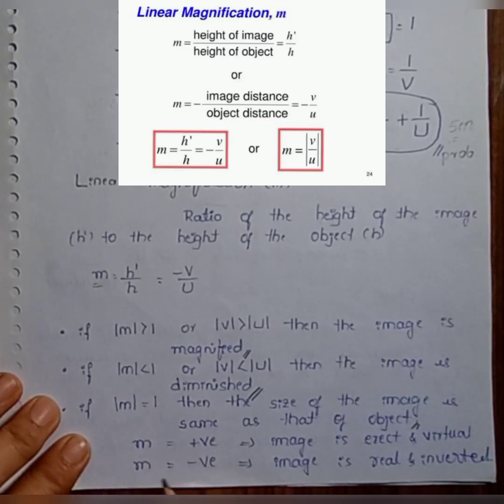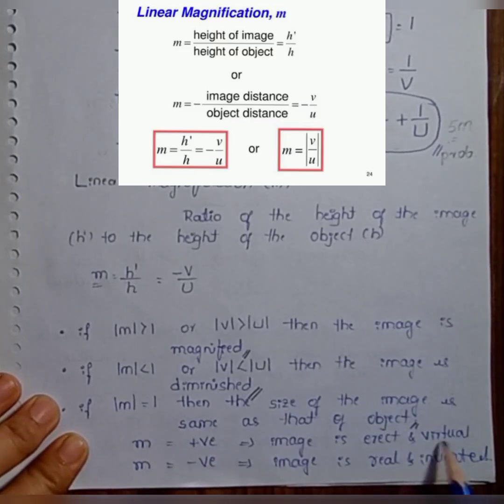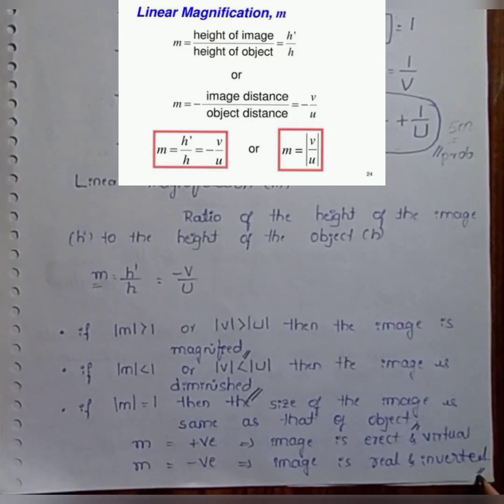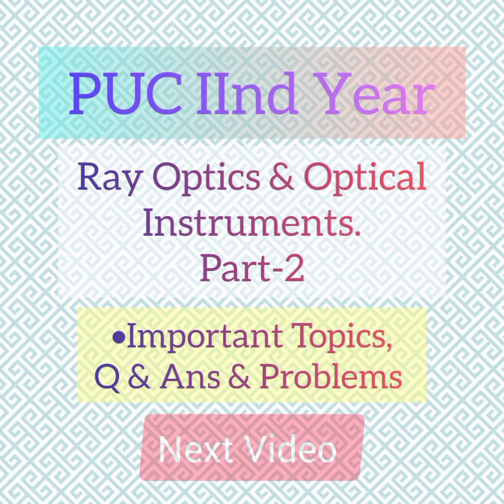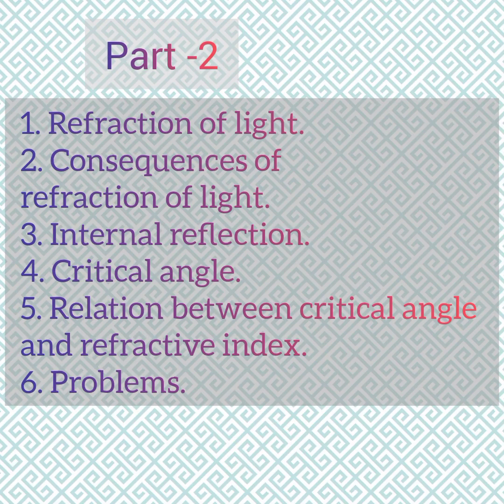Finally, what can we take? If m is positive, the image is erect and virtual. If m is negative, the image is real and inverted. Which completes the first part of the chapter, ray optics and optical instruments. In the next video, we will discuss some more concepts from this same chapter: refraction of light, consequences of refraction of light, internal reflection, the concept of critical angle, the relation between critical angle and refractive index, and some problems based on these topics.